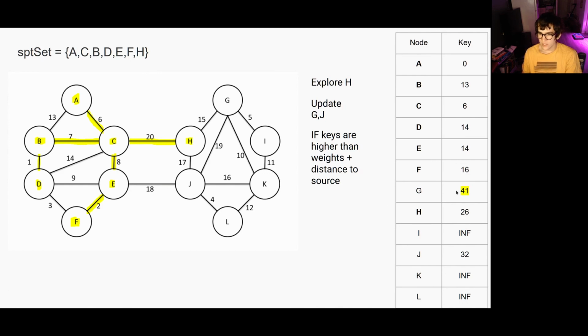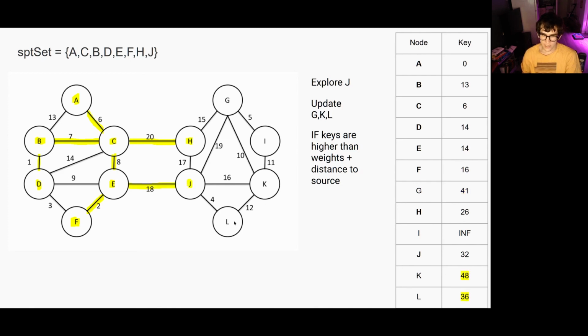And if we consider the nodes here, the lowest is 32, because 32 is less than 41, so we're going to explore J next. We consider the neighbors of J, we're going to need to update L, because that's still infinity, as well as K. The path to J is 32, and 32 plus 19 would be 51. 51 is certainly not smaller than 41, so we're not going to update G. We're just going to update K and L.